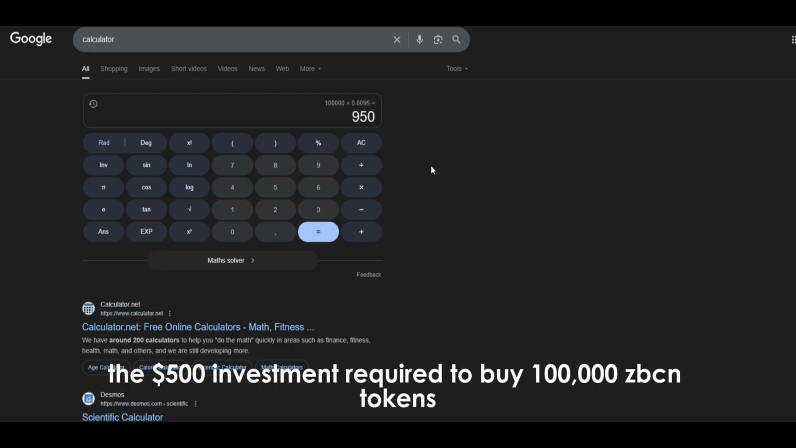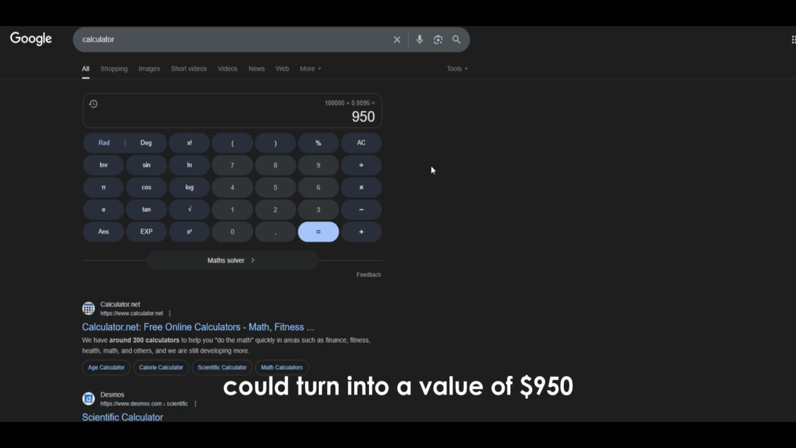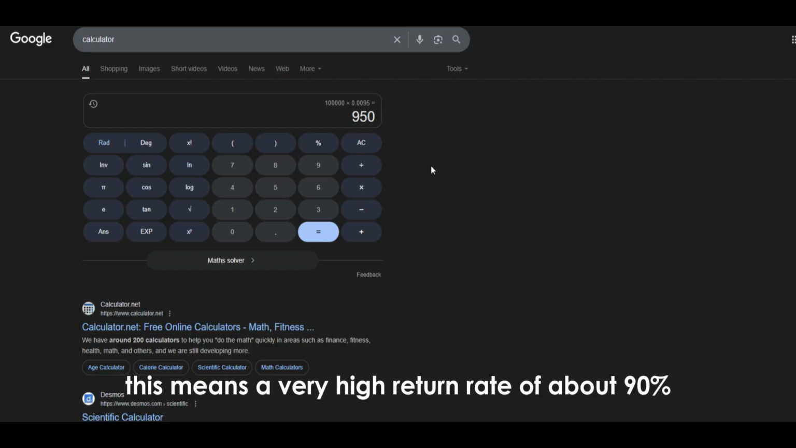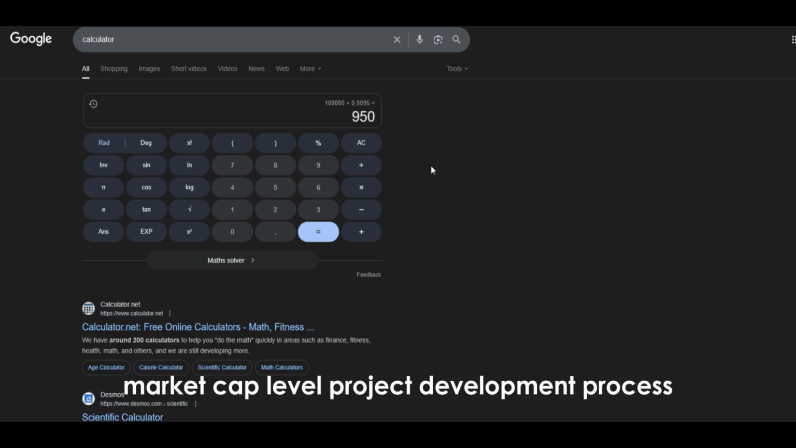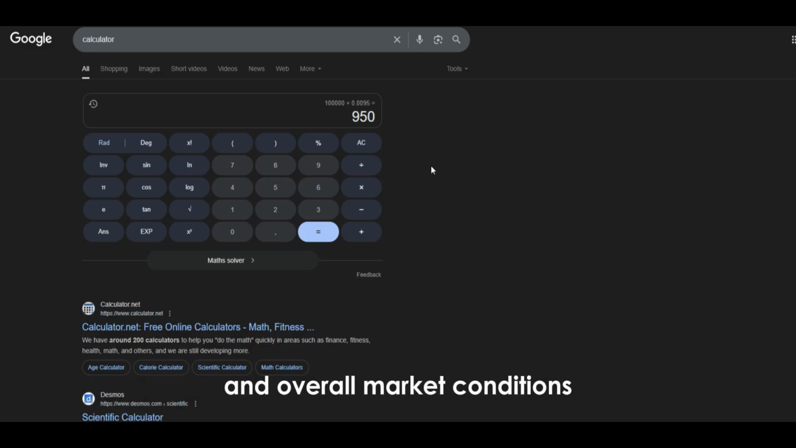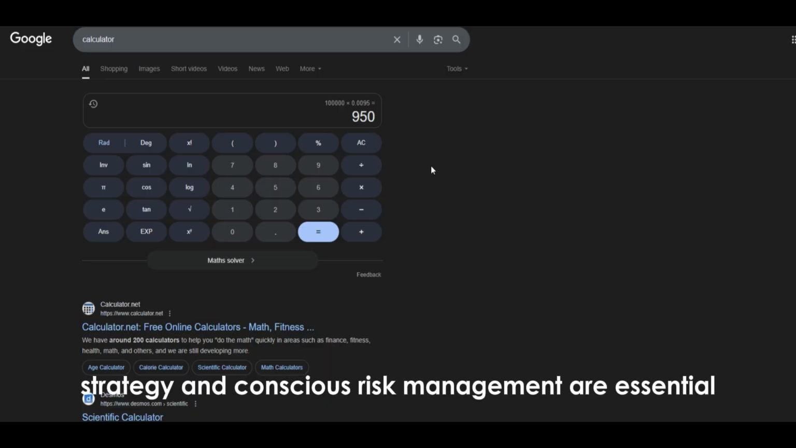In summary, the $500 investment required to buy 100,000 Zbcn tokens could turn into a value of $950 if the price reaches $0.0095. This means a very high return rate of about 90%. Considering Zbcn's current position, market cap level, project development process, and overall market conditions, if the likelihood of this target being reached is supported by strong technical and fundamental reasons, the probability of a positive investment outcome is quite high. However, as with every investment, careful analysis, disciplined strategy, and conscious risk management are essential in this case as well.